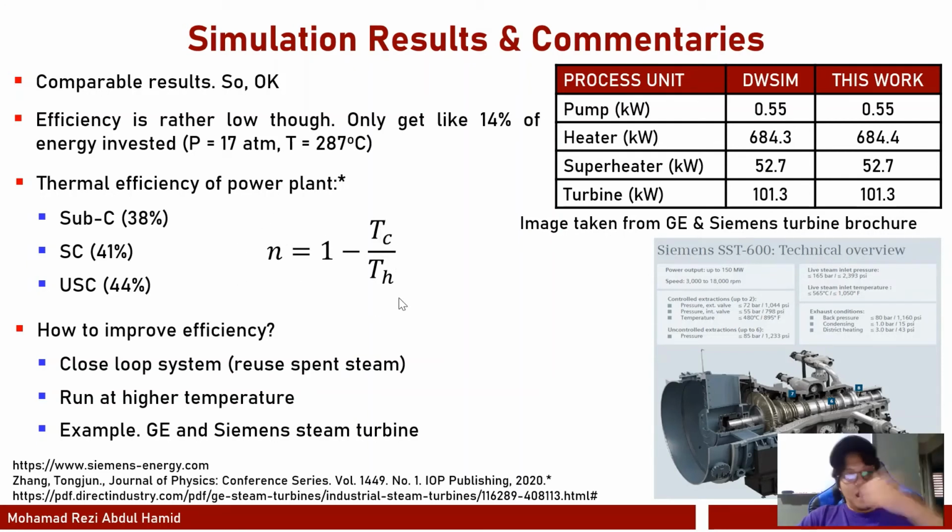And in fact, I took these numbers from these papers by Zhang Tongjun, Journal of Physics in 2020s. They say for a power plant operating under subcritical condition, efficiency is 38, supercritical 41, ultra supercritical is 44. And if you think about it, 38, 41, 44, I was like, who cares, like a 4% increase, right? But you have to think about this.